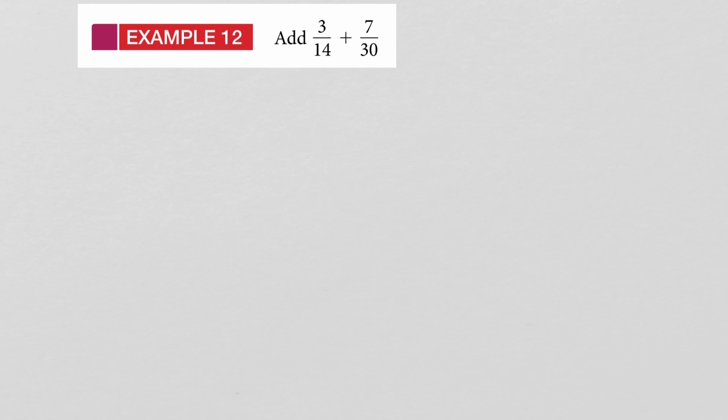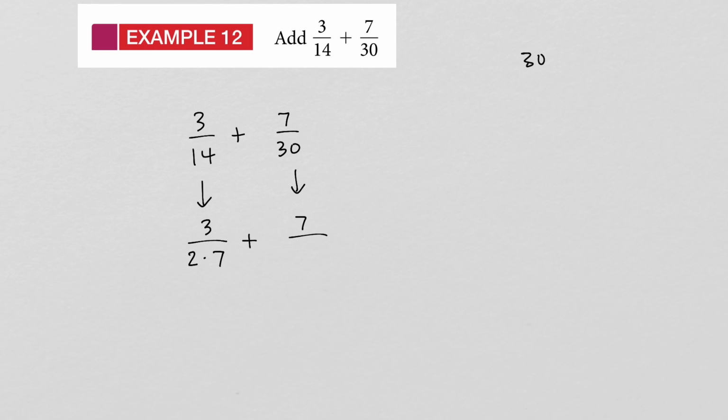Sometimes when you add fractions, you don't have a common denominator and you have to get a common denominator. So let's take a numerical example like 3/14 plus 7 over 30. Now, when you're doing numbers, a lot of times what you'll do is you'll just factor those numbers. So 3 over 14 can be thought of as 3 over 2 times 7, right? 2 times 7 is 14. And then 7 over 30, 30 factors into 2 times 15, and 15 factors into 3 times 5. So it's 2 times 3 times 5.